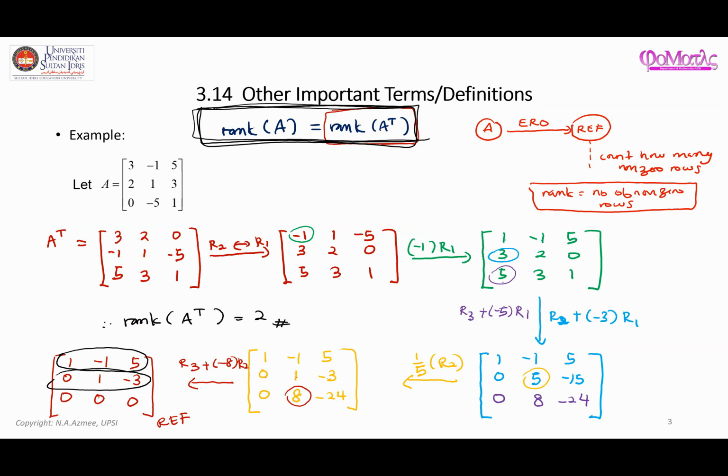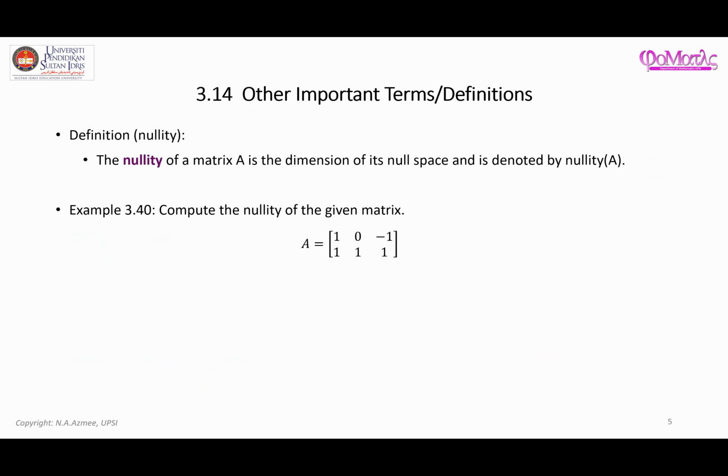Okay, right, now let's move on to the idea of nullity. So nullity of a matrix A, again, the idea here relates with the idea of dimension. So here we have nullity of matrix A is actually the dimension of its null space. So dimension, the idea which you have already seen in the previous video. And nullity of matrix A can be denoted by this expression here. So nullity of matrix A, okay?